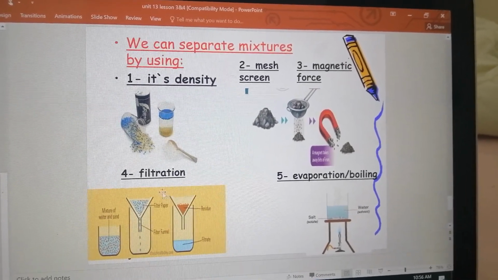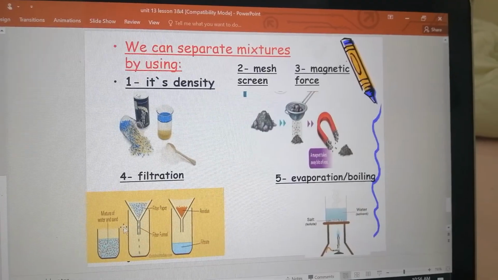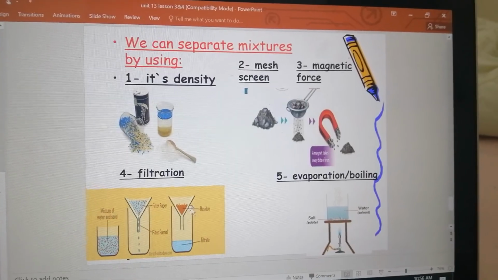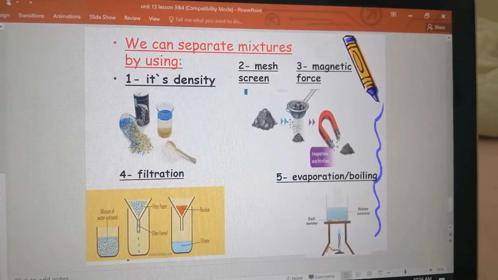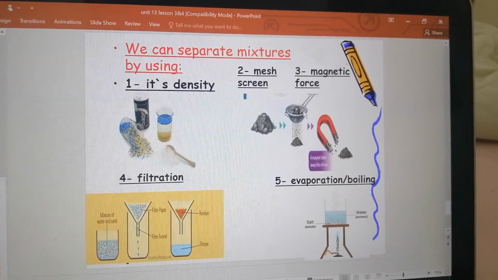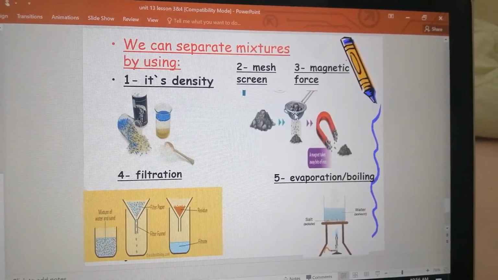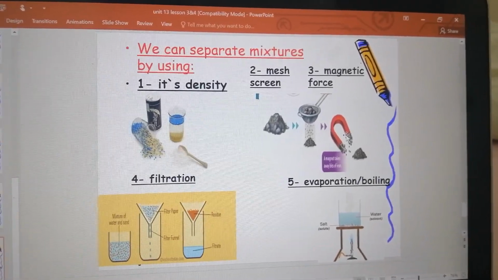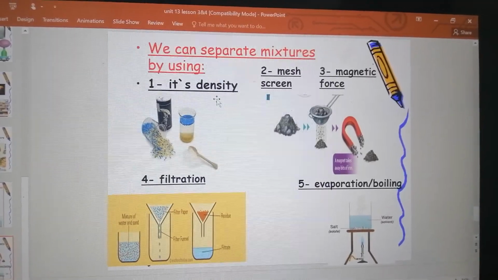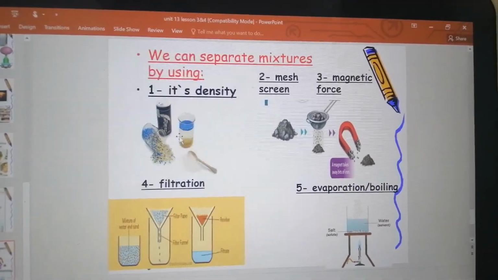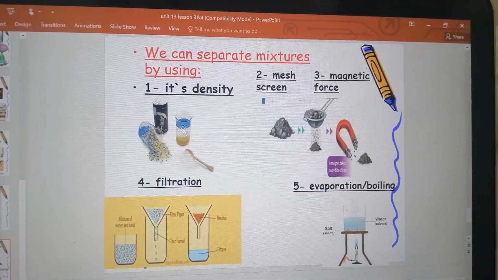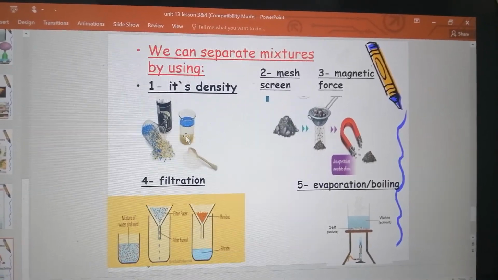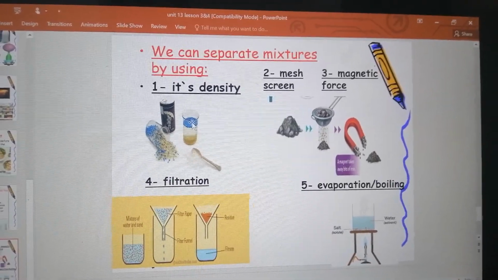We have another way, which is filtration. We can filter the water and the remains will stay here in the filter. What else? The mesh screen. This one we can use to separate a mixture. The magnet, we can use it with the metal substances. The density, also, we can separate them by their density. The things that are dense, with high density, will sink, and the things that have low density will float. So we can separate them.